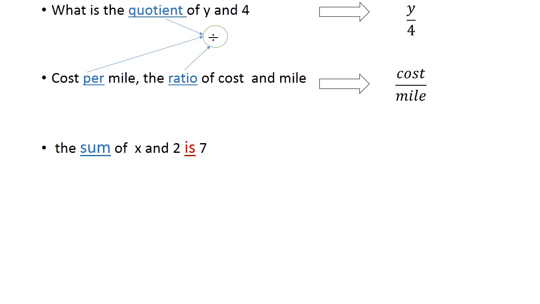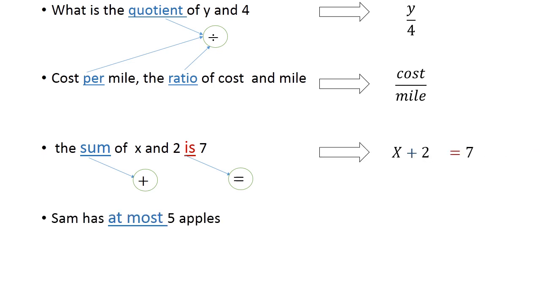Next example. The sum of x and 2 is 7. When we see the keyword sum, we are going to think about addition operation, and the keyword is, we are going to think about equal. Then the equation can be written as x plus 2 equal 7.